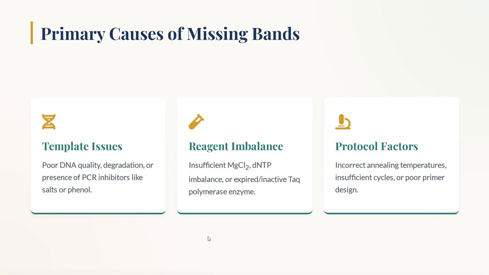Protocol factors like incorrect annealing temperatures, insufficient cycles, maybe you have kept more cycles or very few cycles, so that's why you are not able to see the PCR bands in your gel. Also, poor primer designing can be the issue why you are not able to see the gel bands. So these are the primary causes. Now we'll see one by one what happens exactly with each issue.